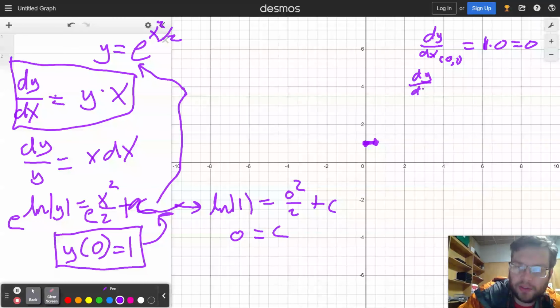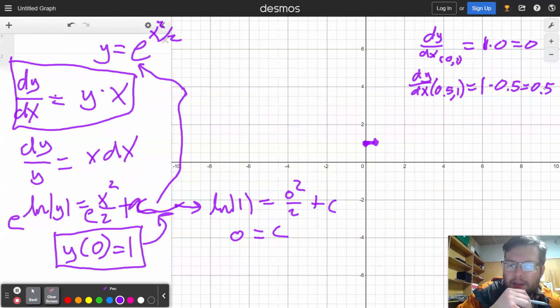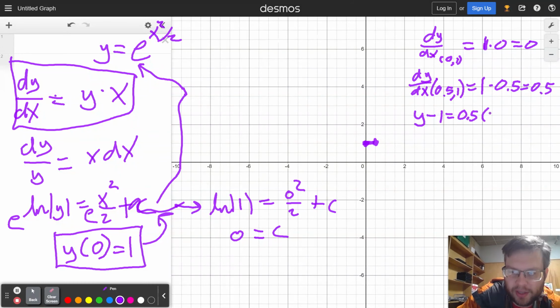So I use 0.5 and 1 in my slope. Remember, the slope is just y times x. So 1 times 0.5 is 0.5. So now I'm going to actually write an equation of a line. At that point, the y value is 1, the slope is 0.5, and the x value is 0.5.